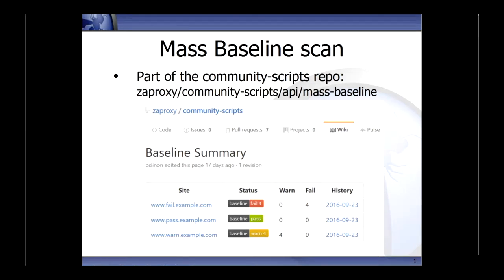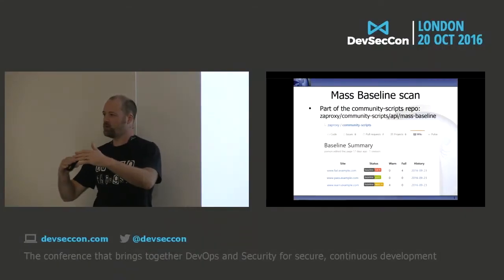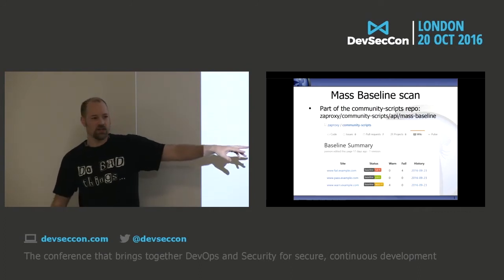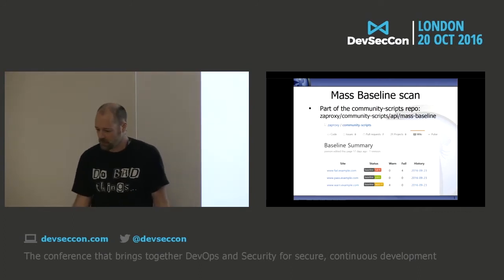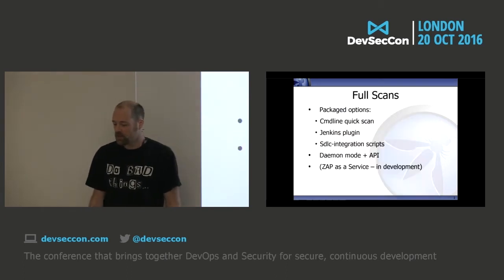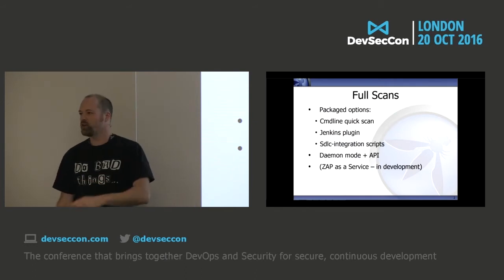You get the red status, green, and orange for fail, pass, and warn. And if you click on the history, you can see the number of vulnerabilities, and you click on the status, you actually get that output so you can see exactly which ones failed. So that's the mass baseline scan. That gives you a couple of things you can do very quickly.